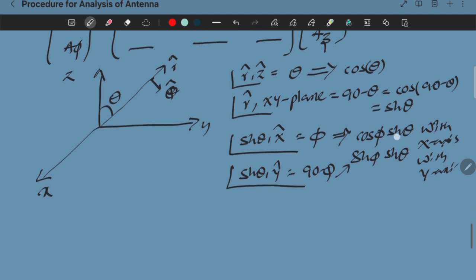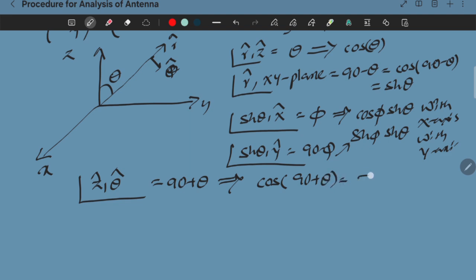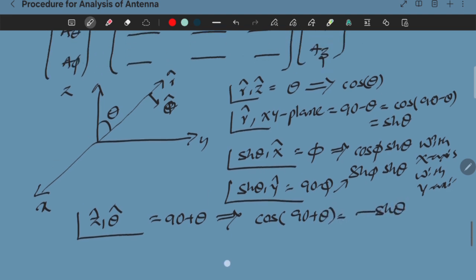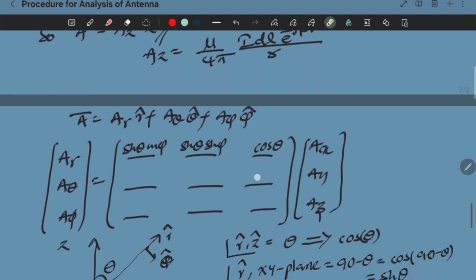Okay. Then the angle between the z axis and theta cap is 90 plus theta. So the projection will be cos of 90 plus theta, which is minus sin theta. So z and theta relate to this area, and how much did we get now? Minus sin theta.